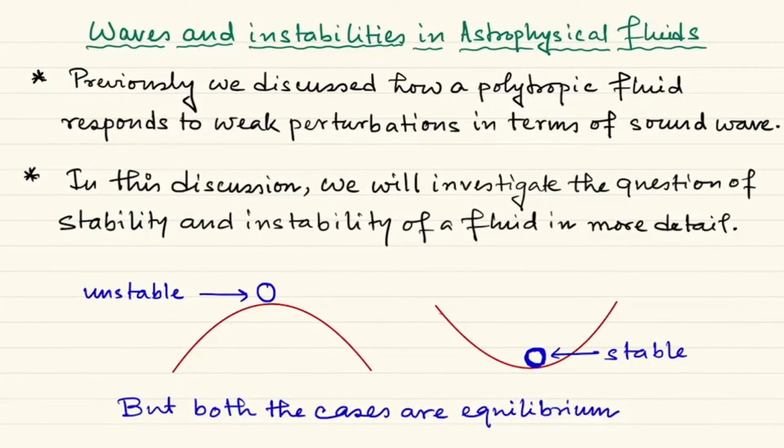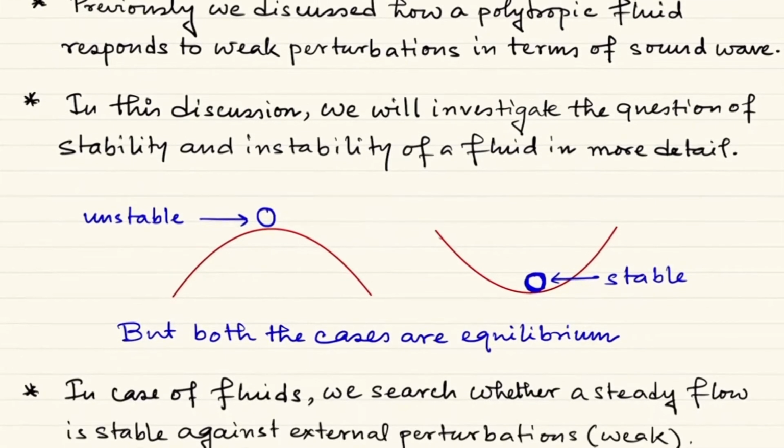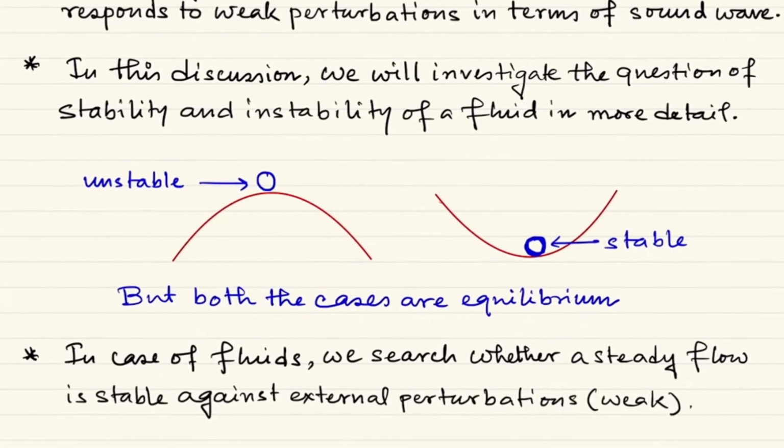If you recall our previous discussion, a polytropic fluid generally responds to a very weak perturbation, which we call a first order perturbation, in terms of a sound wave or acoustic mode. In this discussion, we will investigate the question of stability and instability of a fluid in more detail. It's a general perspective. So for that, let's go back to the particle picture in Newtonian mechanics.